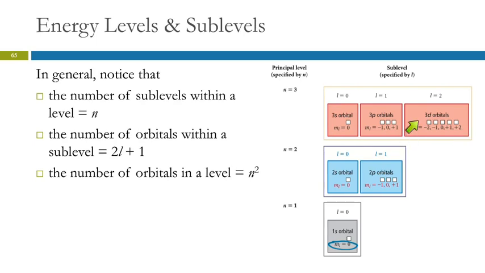So m sub L negative 2 has a different orientation than m sub L positive 2. Because if they had the same orientation, they'd be on top of each other and they'd be the same. And they're not, they're different.